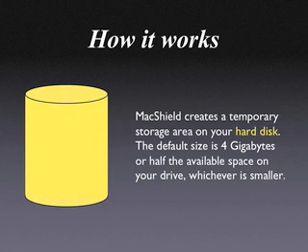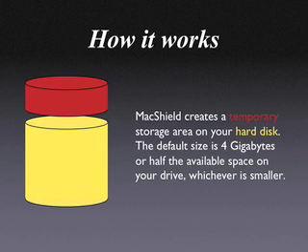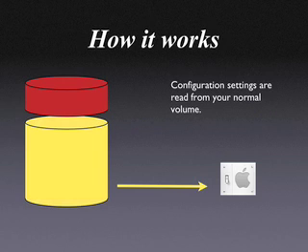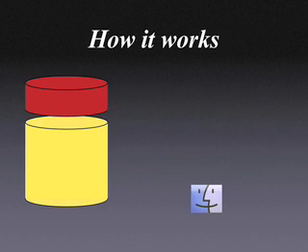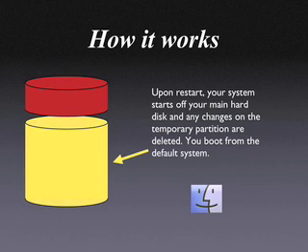Now let's talk a little bit about how it works. MacShield creates a temporary storage area on your hard disk. The default size is 4 gigabytes or half the available space on your drive, whichever is smaller. Configuration settings are read from your normal volume when you start your machine. Any changes made to your system or configuration are written back to the temporary storage. Upon restart, your system starts off the main hard disk and any changes on the temporary partition are deleted, and your machine starts from its default configuration.